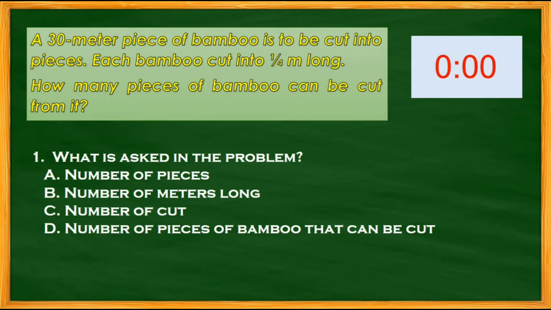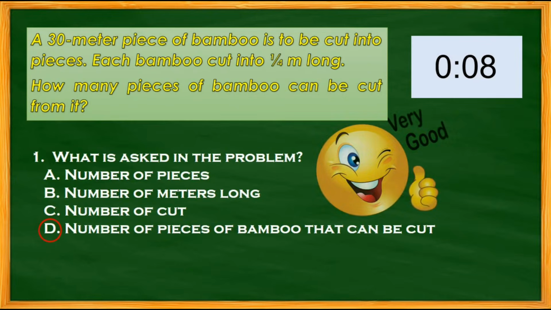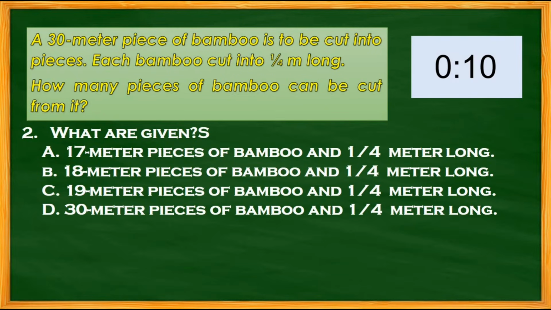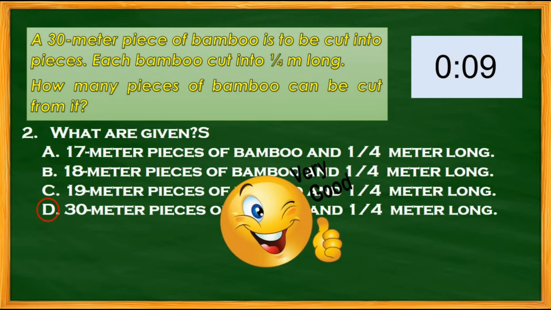Time's up. The correct answer is letter D. Good job, grade 5 pupils. You got it. Okay, for question number 2, what are the given? Is it letter A, letter B, letter C, letter D? You have 10 seconds. Timer starts now. Time's up. The correct answer is letter D.